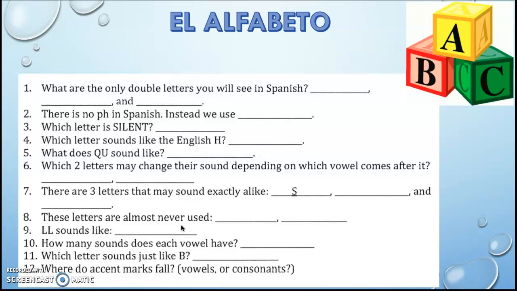Okay. In your cuadernos, in your notebooks, I would like you guys to pause the video and answer these next 12 questions, 1 through 12, about the Spanish alphabet. Okay, you could put your answers in the text box and we will go over them together. Bueno. So pause it and then answer these 12 questions. I also copy and pasted them into the assignment directly.